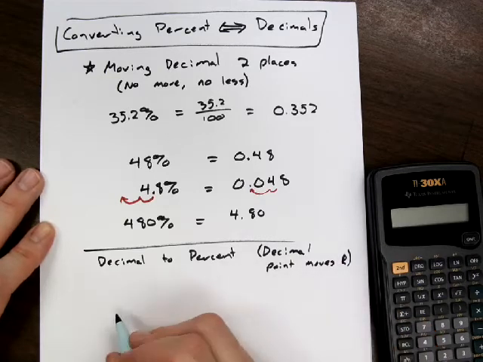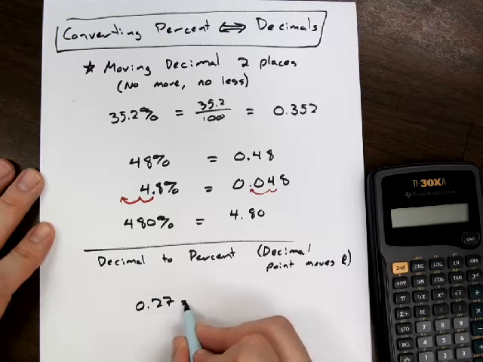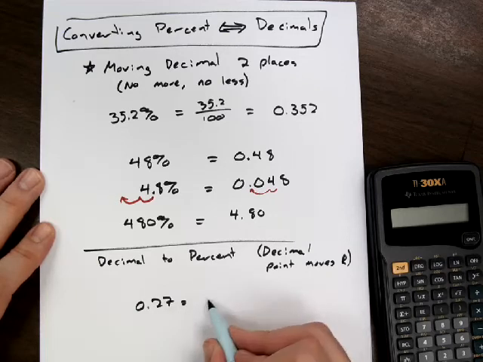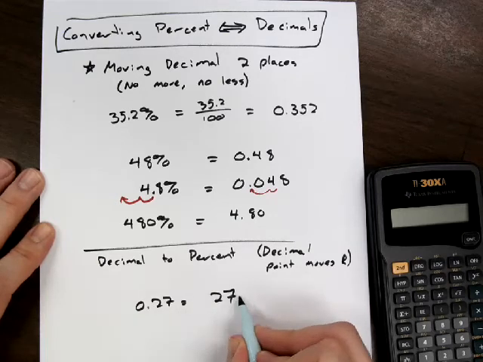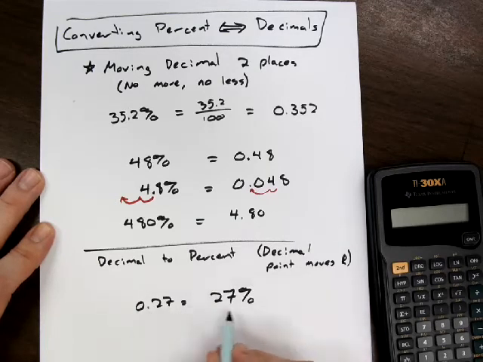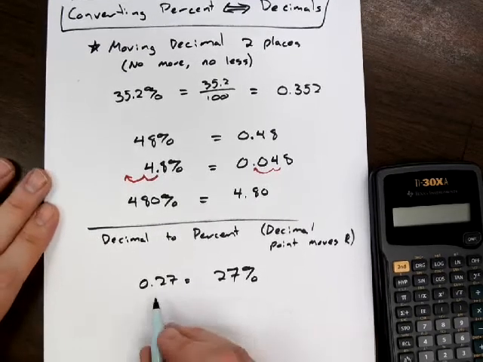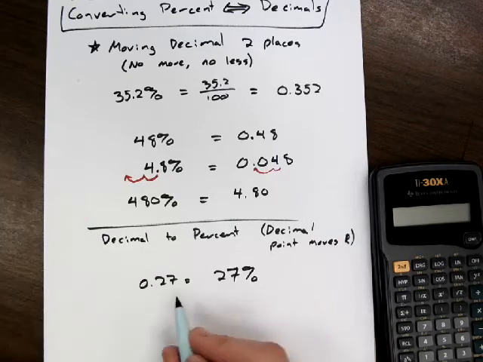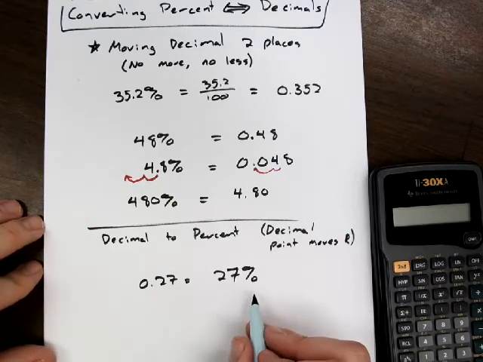So, say I've got something like 0.27. That's going to be, well, what would this be in hundredths? That would be 27 hundredths or 27%. And these things are equal. They represent the same value. There's nothing different between these except the form.